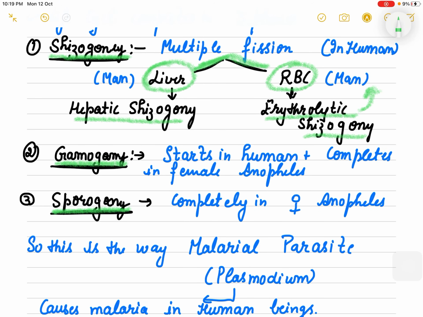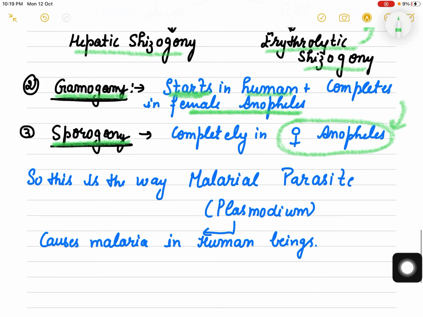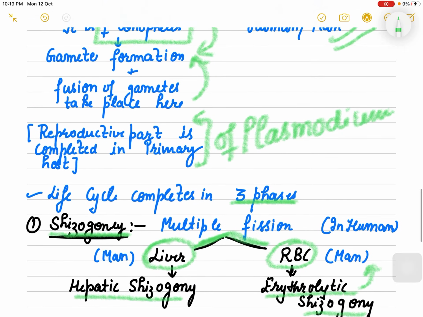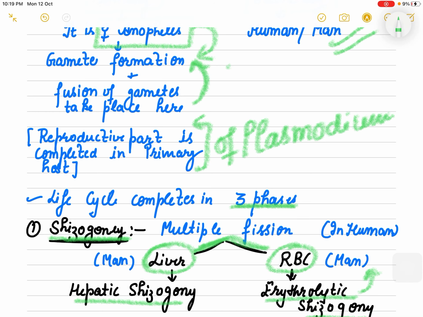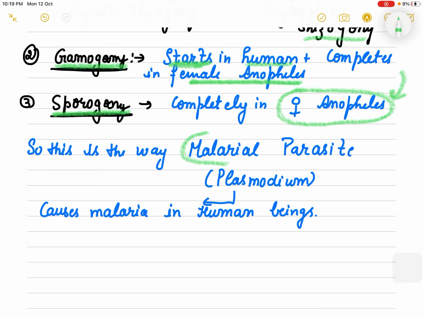Gamogony means gamete formation. It starts in human, but it completes in the female Anopheles, right? And sporogony means the further fusion, which completes in the female Anopheles mosquito. So this is the way in which Plasmodium, the sporozoan protist, completes its life cycle and causes malaria in human beings.